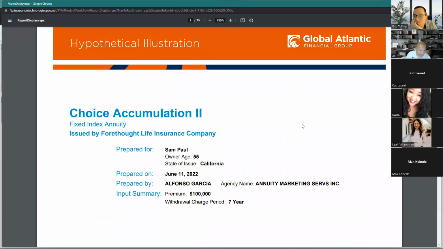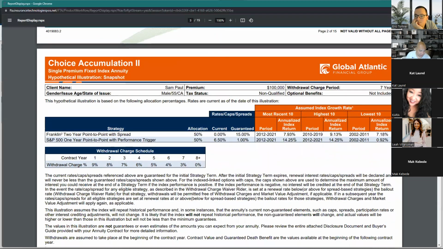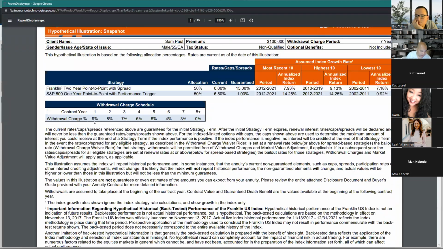Okay. So again, the terminologies that we were using a while ago. Surrender charge for 7-year: 9%, 8%, 7%, 6%, 5%, 4%, 3%. Caps and spreads. Okay. Franklin, point to point. And then S&P over here. I don't know why they're showing 6.5, supposed to be 8.5.